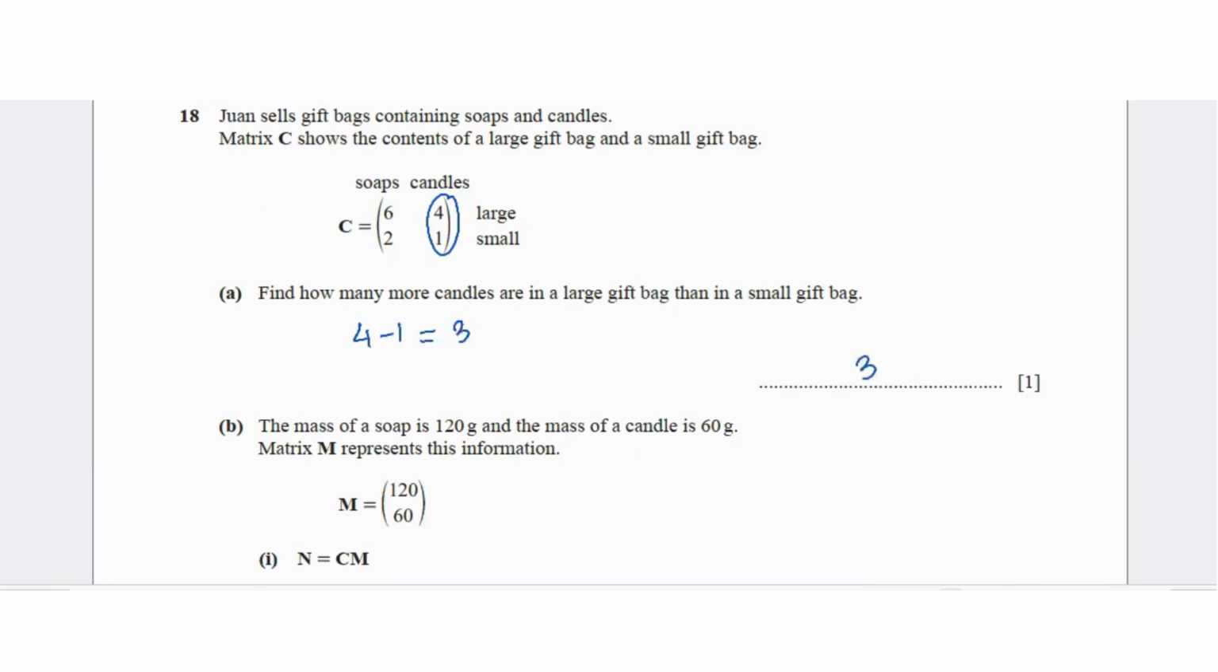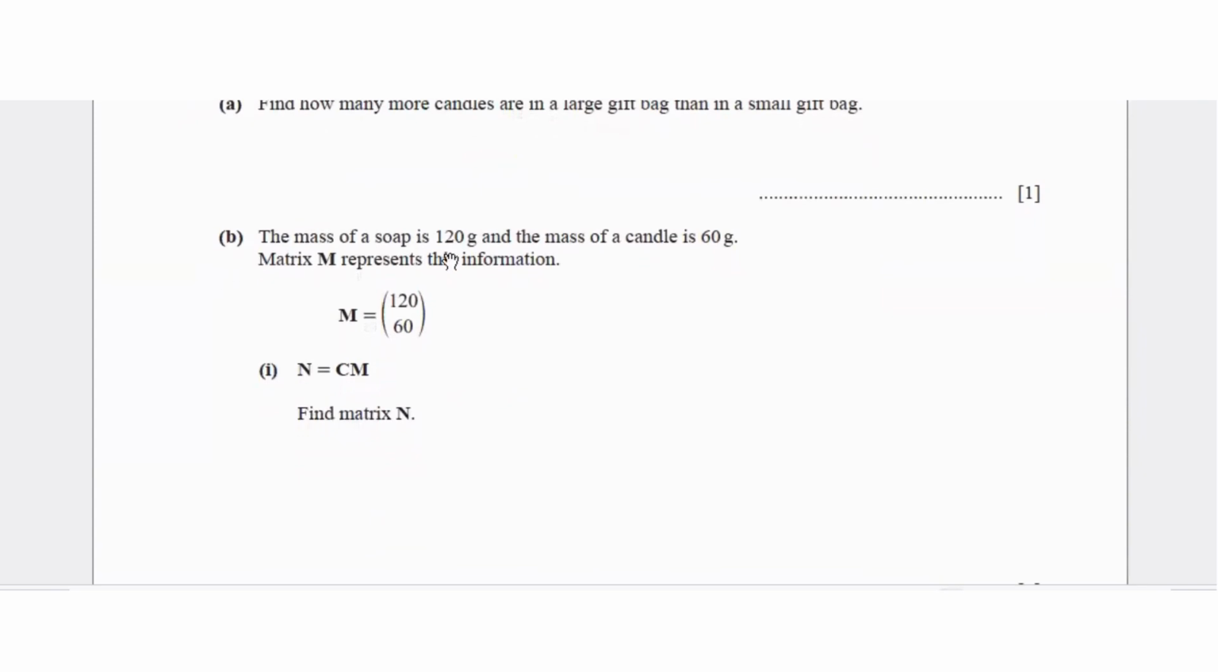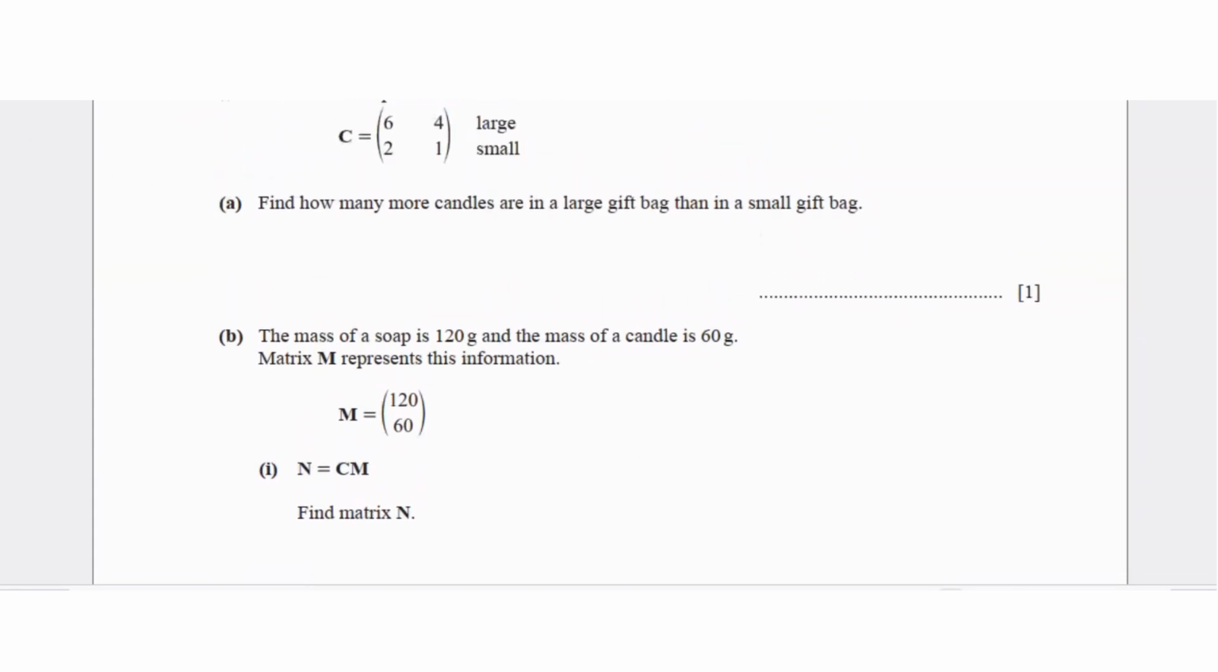Then it says the mass of a soap is 120 grams. The mass of a candle is 60 grams. Find matrix M. And matrix M represents this information. Find matrix N. So N is equal to C times M. So let me just write that over here first. 6, 2, 4, 1, and 120 and 60.